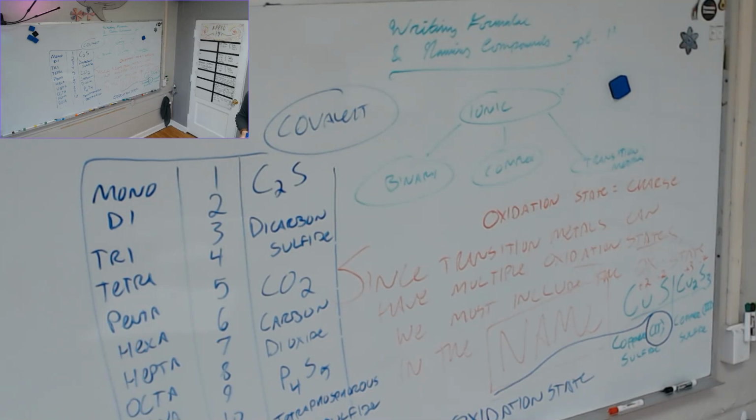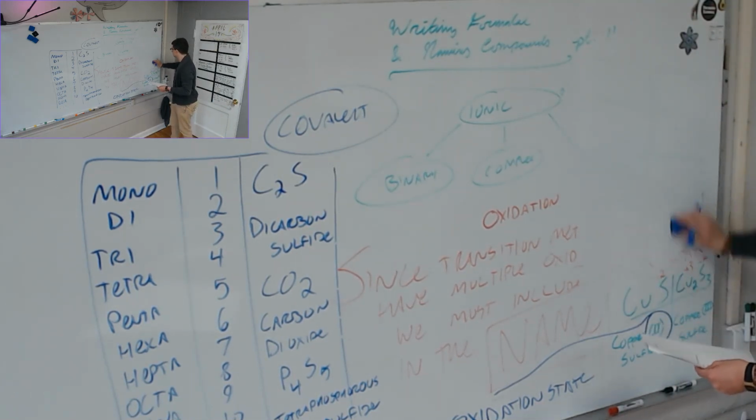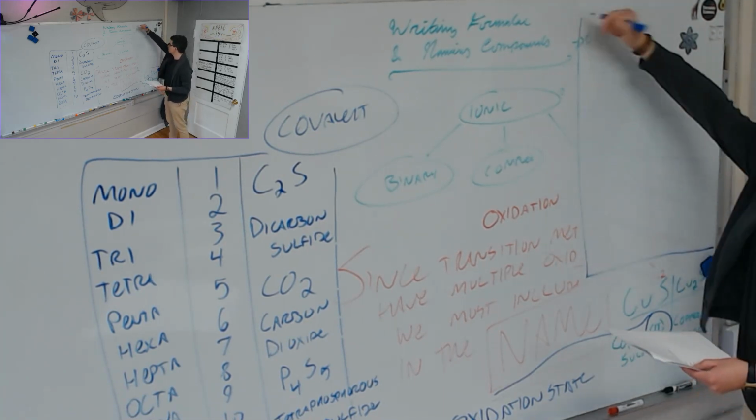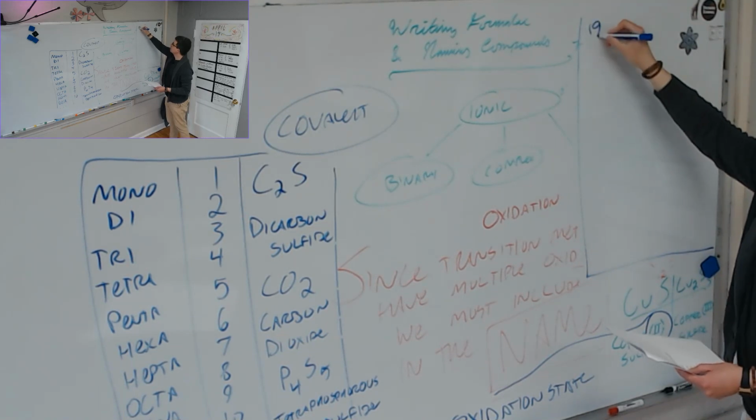Conveniently, on your worksheet, at least on this page, it just tells you whether they're ionic or covalent. That may or may not be true on the test. You need to be able to identify whether they're ionic or covalent. But on the ones that just say covalent, let's look at 19. This is going to be our little practice box up here.